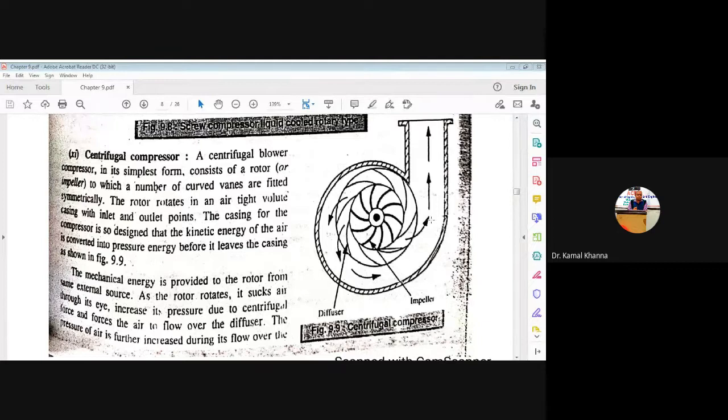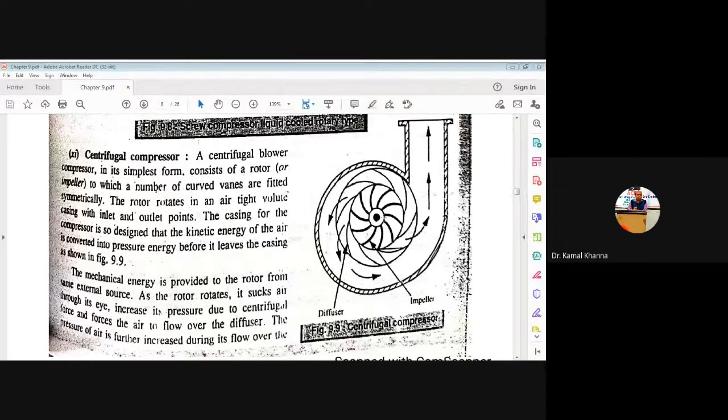As soon as electrical energy is supplied, this impeller starts rotating in the clockwise or anti-clockwise direction. As soon as it starts rotating, it will generate the mechanical energy. As soon as the mechanical energy is generated, it will start sucking the air from the atmosphere. And whenever the air is sucked into this impeller, or you can say the rotor of the compressor, there is generation of kinetic energy in the air, and with the help of the centrifugal force, that kinetic energy is converted into pressure energy before leaving the casing of the compressor.